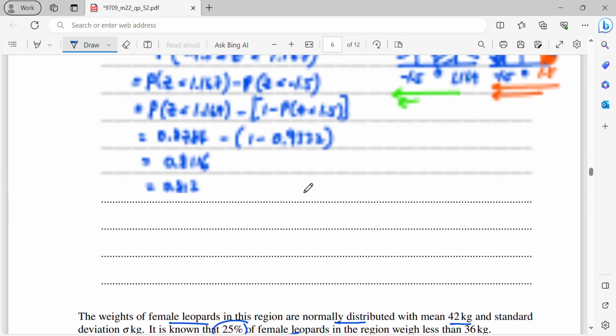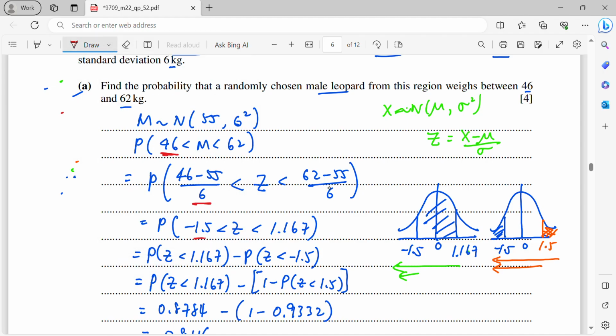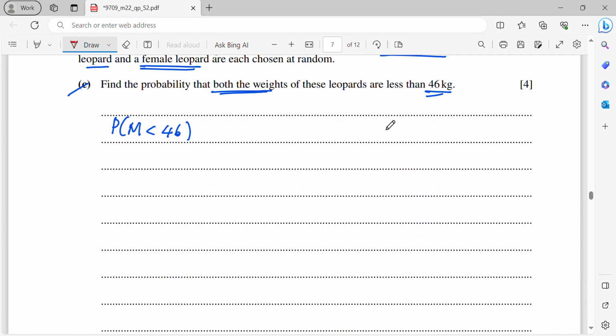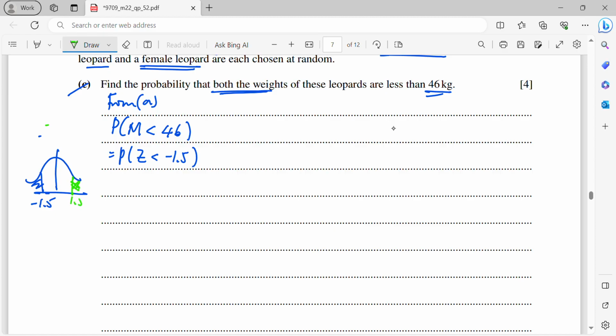Just now we have counted less than 46 kg, which is here. Right? So I will get this value. It means that it's less than negative 1.5. So I will just directly refer to the first part. So I will write here from A, this is P(Z < -1.5). Okay, for less than negative 1.5, I will just draw the graph. This is less than negative 1.5. This region is going to be the same as more than 1.5, right?